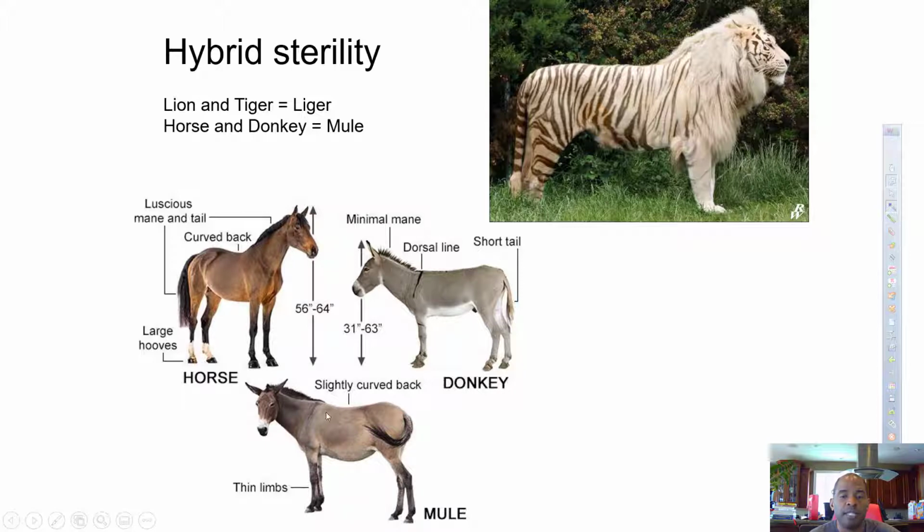And so sometimes you'll get a viable offspring. As a matter of fact, the mule is vigorous, it's very strong, and it does what it does very well, but it cannot produce its own babies. It's sterile. And so that's another breakdown in the speciation event. Ligers and tigons, you might have seen pictures of those as well.